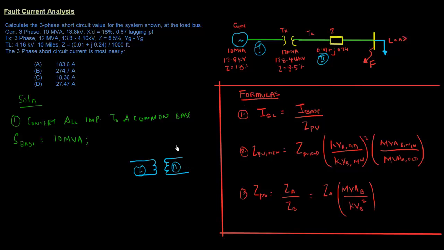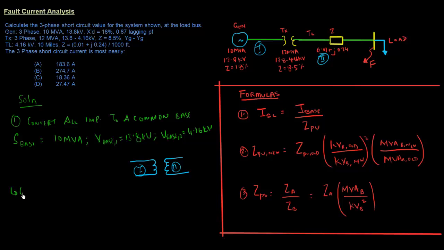Generally it's good practice to define on the primary side the voltage base as being the primary voltage of the transformer, and on the secondary side the secondary voltage of the transformer. So let's go ahead and do that. Let's say our voltage base 1 is going to be 13.8 kV and our voltage base 2 is going to be 4.16 kV. So we've defined our bases for the system. Now let's start converting the impedance levels for all of these different components, the generator, the transformer, and the transmission line, to this common base.